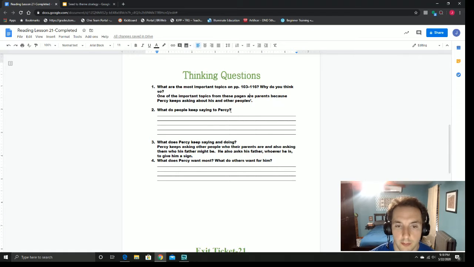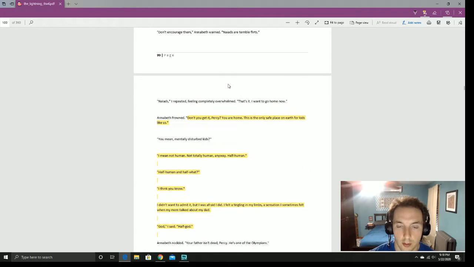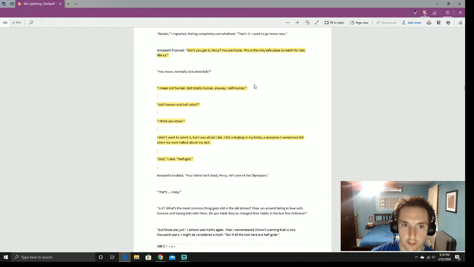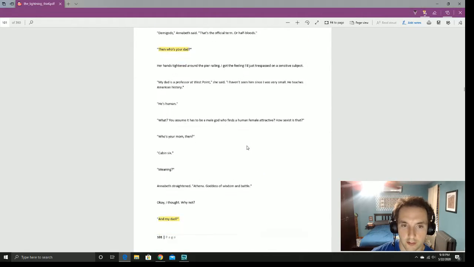Now, what do others keep saying to Percy? A couple things. That's what I marked. They keep telling him that he's half human. Annabeth tells him over again, "Don't you get it, Percy? You are home." They basically are telling him these two things: that he's home, he belongs here at camp, and that he's half human and half God. So this whole conversation with Annabeth is her telling him that he's half human, half God, and that he belongs at this camp.